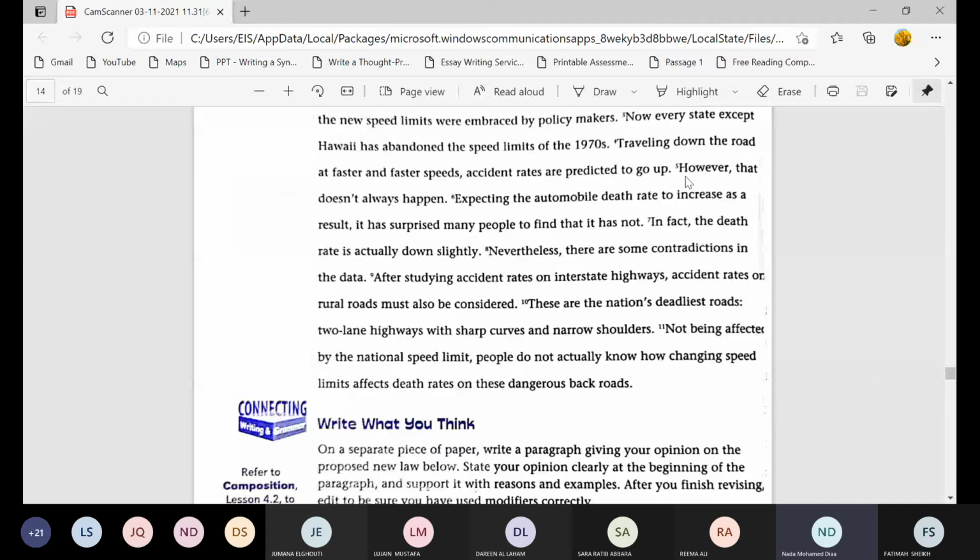Here we have "that doesn't always happen." What does "that" refer to? What doesn't always happen? So we have to fix 5, because there aren't any modifiers. However, accident rates don't always go up. Yes, change the sentence as you want, dear, just make it understood. However, a rise in accident rates doesn't always happen. Yes, yes, yes. Number 6.